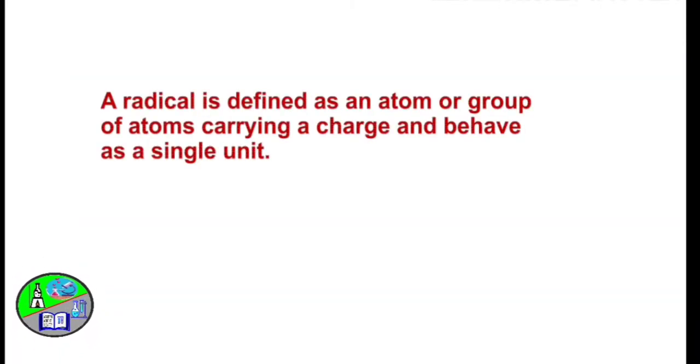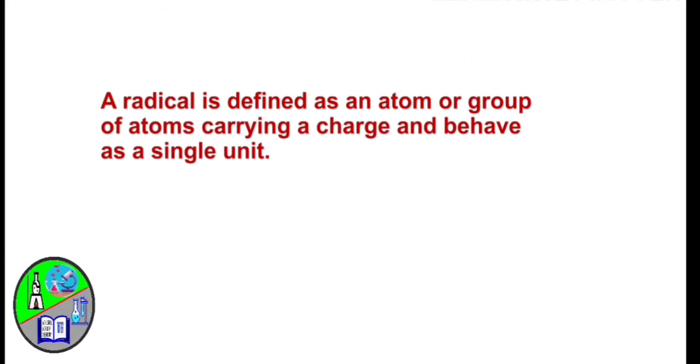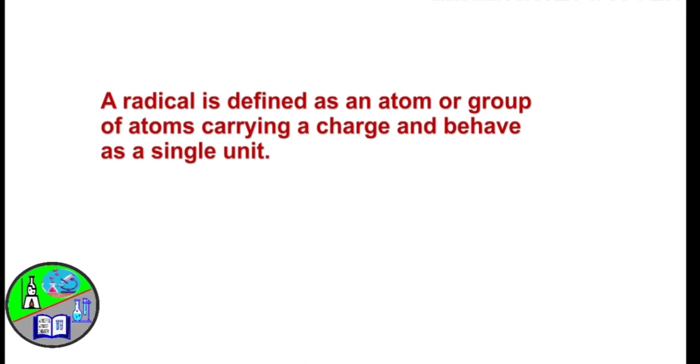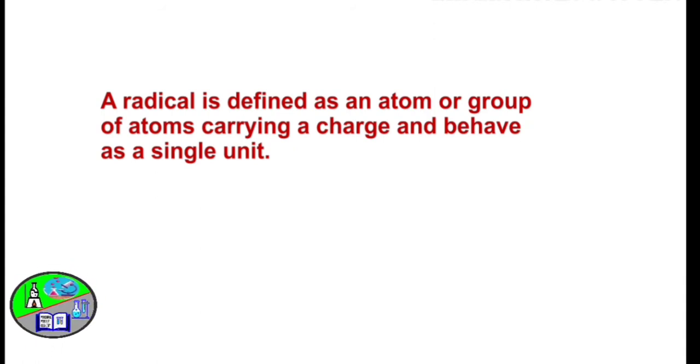Now let's see what are radicals. A radical is defined as an atom or group of atoms carrying a charge and behaving as a single unit. When an electron is lost by the group of atoms, it acquires a positive charge and is called a positive radical ion or cation. And when an electron is gained, it acquires a negative charge and is called a negative radical ion or anion.